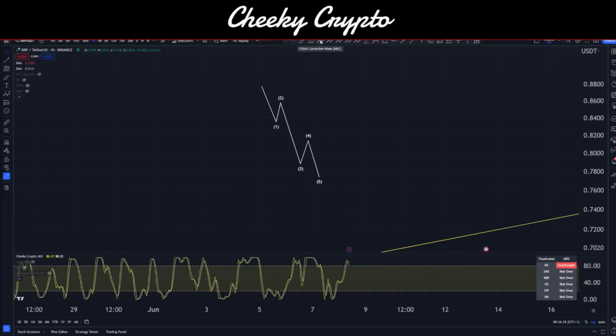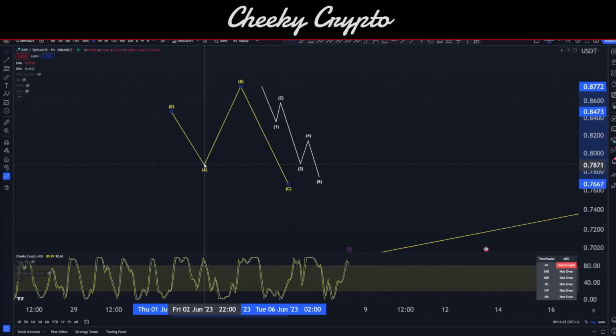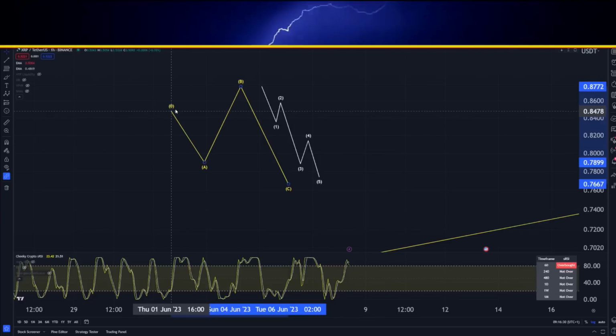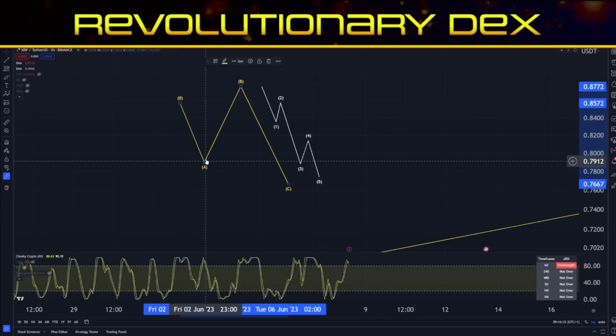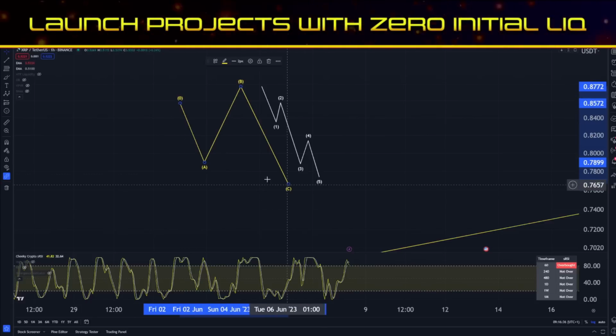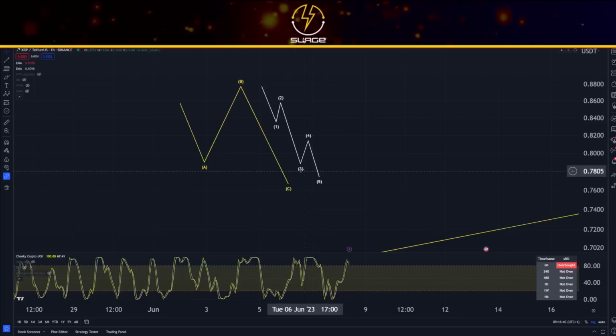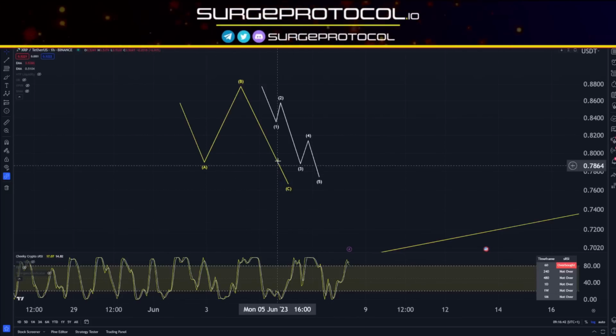So the idea at the moment is an irregular flat correction, which is that we've come down, we've come up, and then we've come down again. With the irregular flat, you have an A wave that comes down, a B wave that goes higher than the origin, and then a C wave that comes down lower than the A wave. It's quite a tricky one. It has to end in 5 waves.